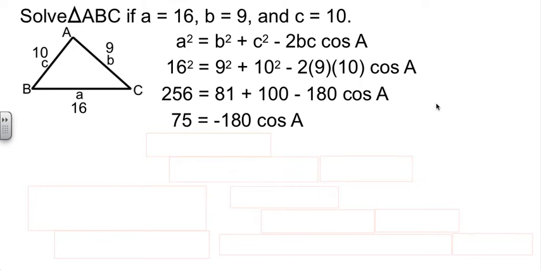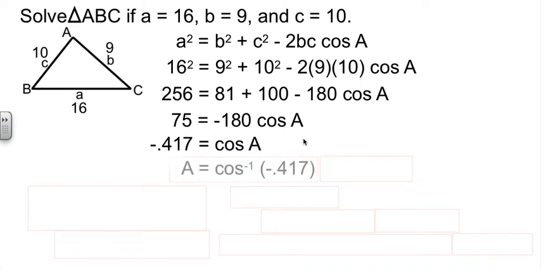Pay close attention to what you're doing here. You have to leave this attached to the cosine A. So I subtracted those two out of my way to get rid of them. Now I can divide by the negative 180. Do the inverse cosine and find out that angle A is 114 and change.